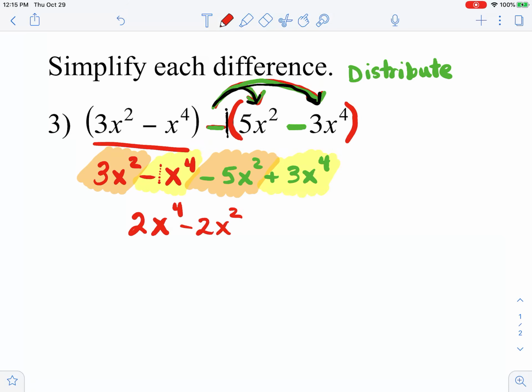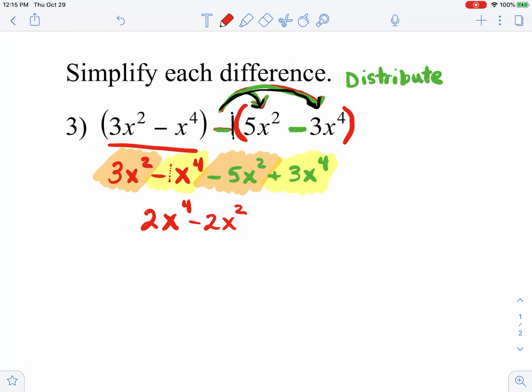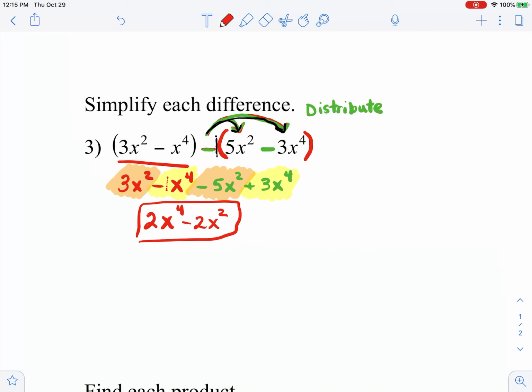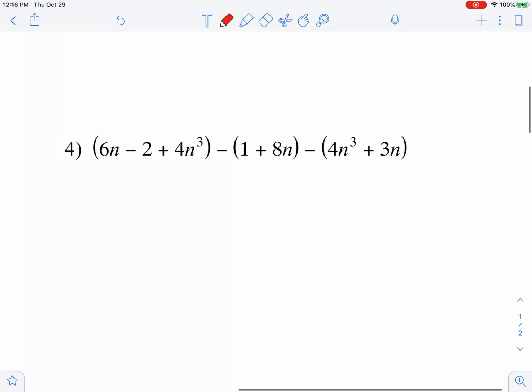Now, we cannot combine these two terms together because they are not like terms, right? One is x to the 4th, one is x squared. So we are done. And this is as far as we can go with simplifying this expression. We're going to do one more, okay?